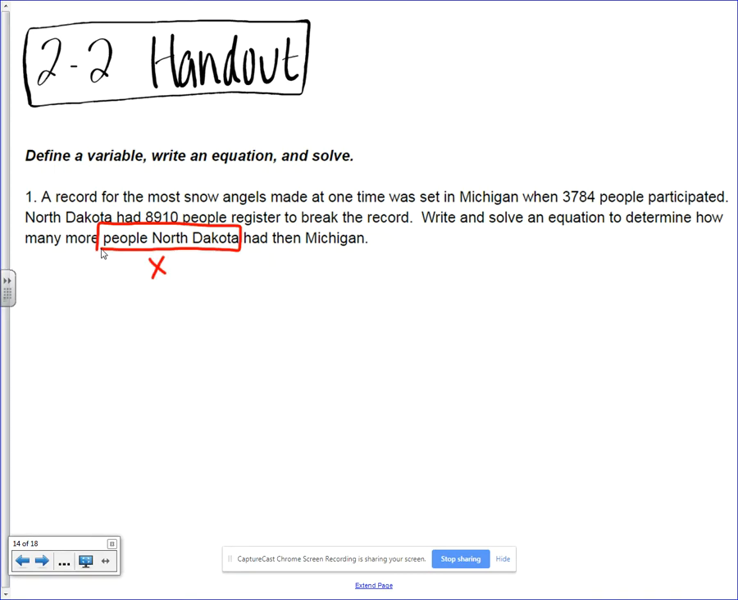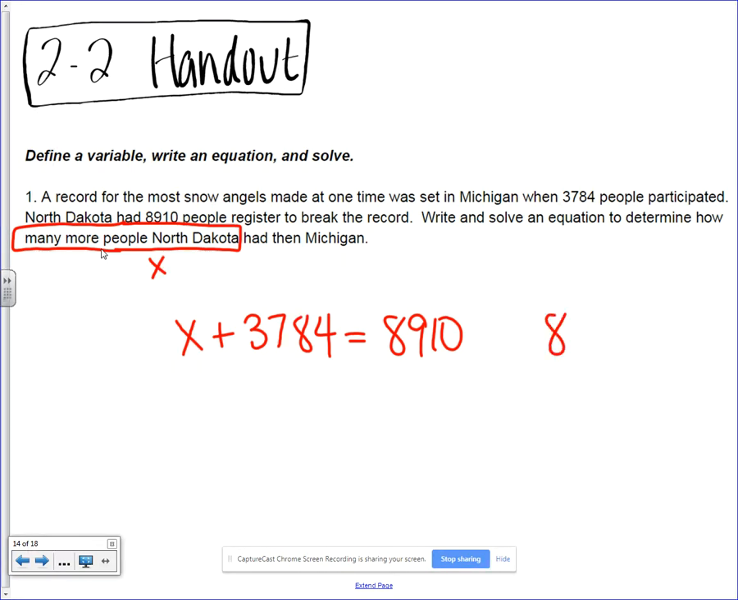Okay, if I'm going to write an equation, there's two different equations you could write here. I could say, okay, the people in North Dakota plus those people that were in Michigan, that would have to give me the total altogether, and that would tell me how many more people were in North Dakota than in Michigan. Okay. The other way you could do this is you could say, okay, I know I've got a total of 8,910 people registered in North Dakota. If I subtract the people in Michigan, that will give me how many more I have.